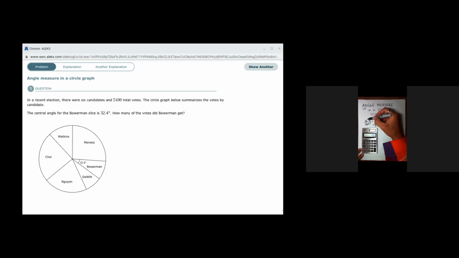Okay, what did we do? We found the percentage of the circle. So this was the percent of circle, and then we multiplied times the total number of votes. All right, again, in your notes, you will have a picture of that circle as well. Here's the work that goes with it.